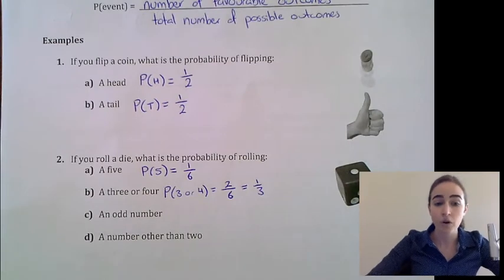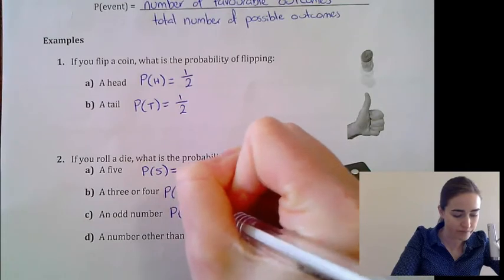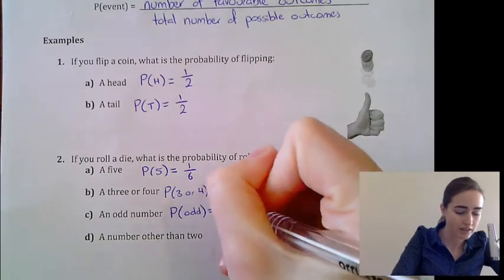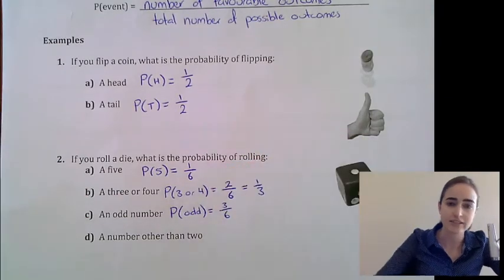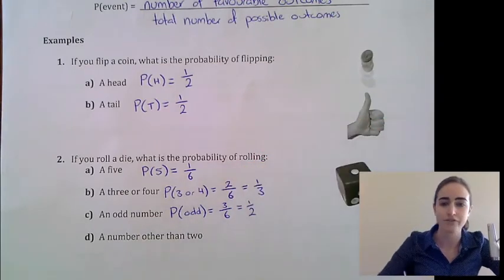Right, the next one is an odd number. So we'll write the probability of odd. So the odd numbers on a die, we've either got 1, 3, or 5. So there's 3 outcomes there out of a total of 6. So we'd have 3 over 6, or we could simplify that to a half.